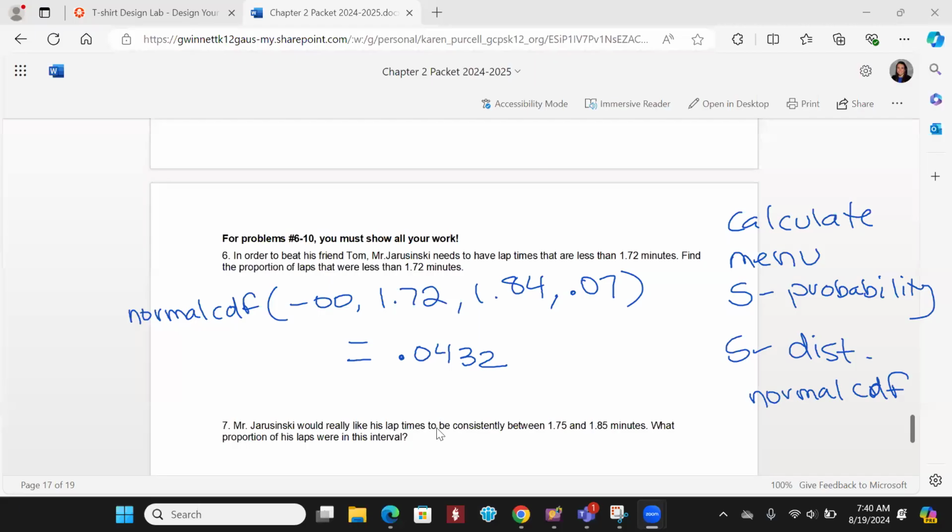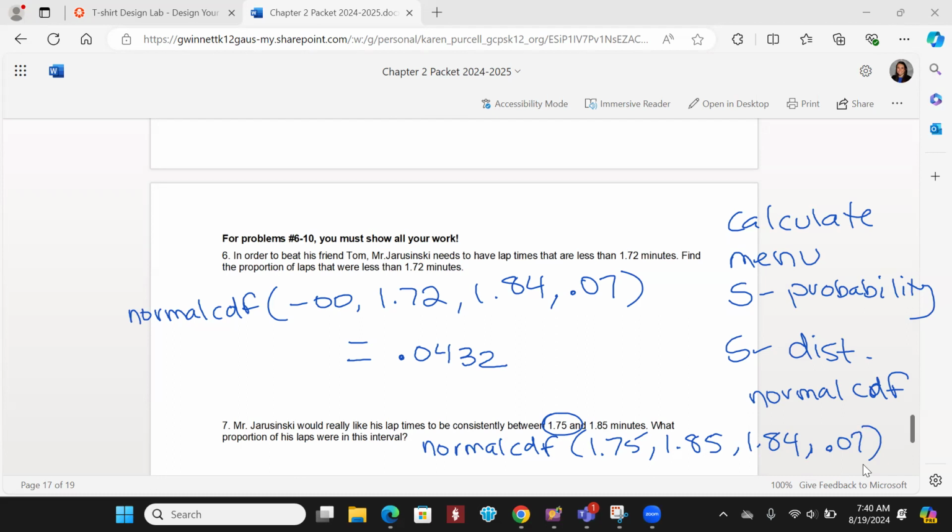Okay, he would really like his lap times to be consistently between 1.75 and 1.85. So we're going to do the exact same thing. We're going to do normal CDF. Your lower bound on this one is going to be 1.75 because that's what they said. Our high is going to be 1.85. Our mean is 1.84, and our standard deviation is 0.07. Type that in, see what you get.